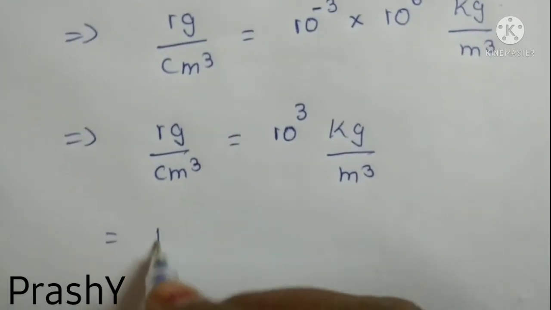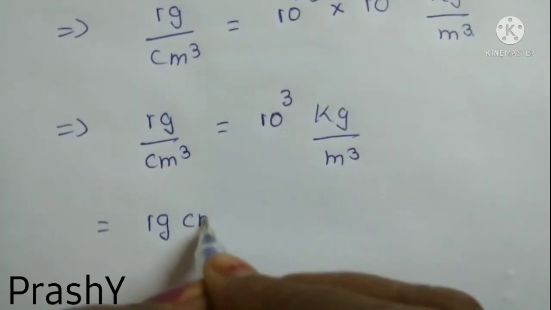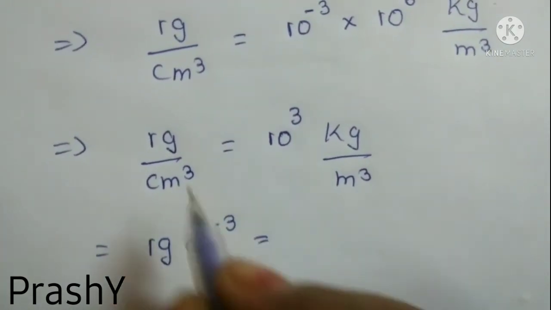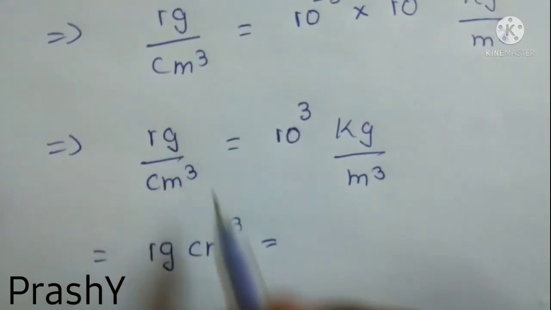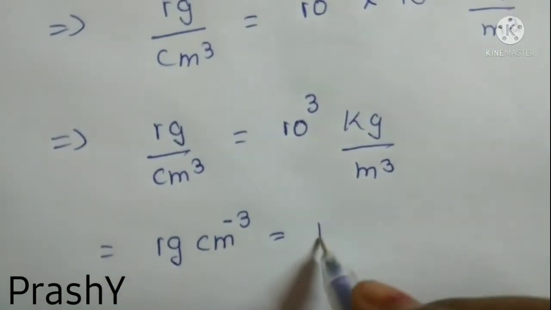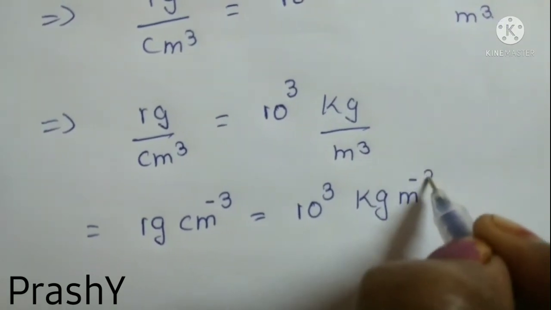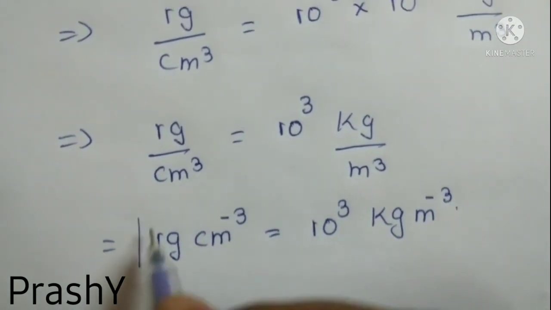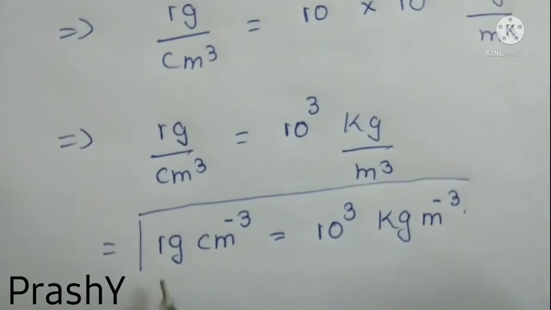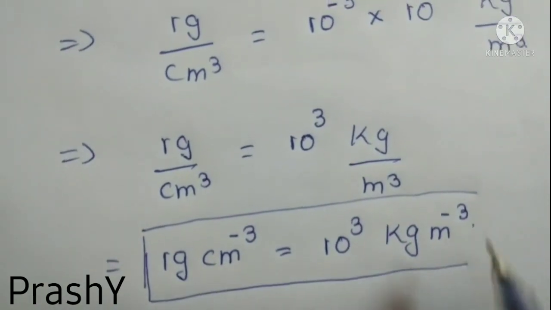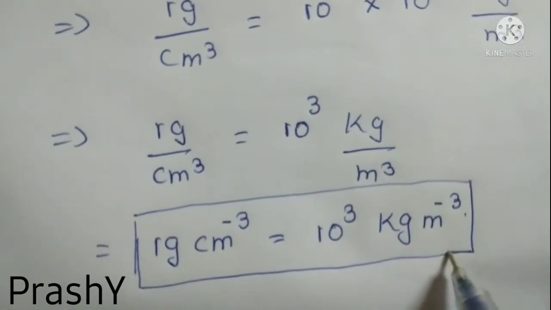So finally 1 gram per centimeter cube, the minus 3 is in the denominator, so when it goes to the numerator it becomes minus 3, equal to 10 power 3 kg per meter cube. So this is the relation between gram per centimeter cube and kg per meter cube.